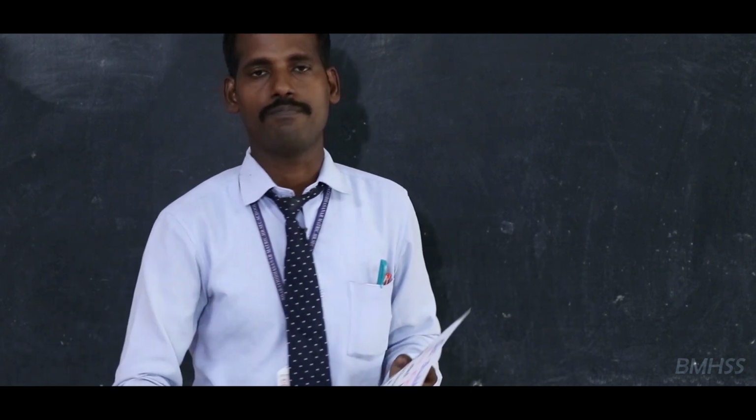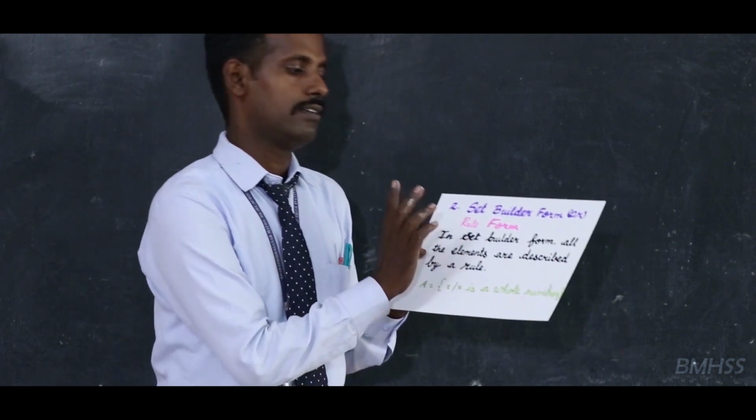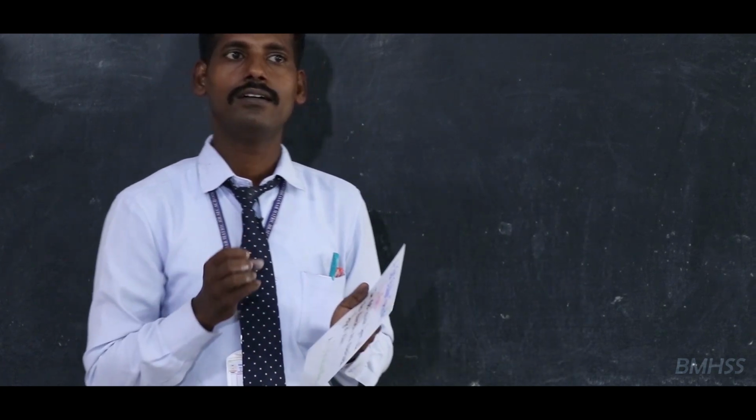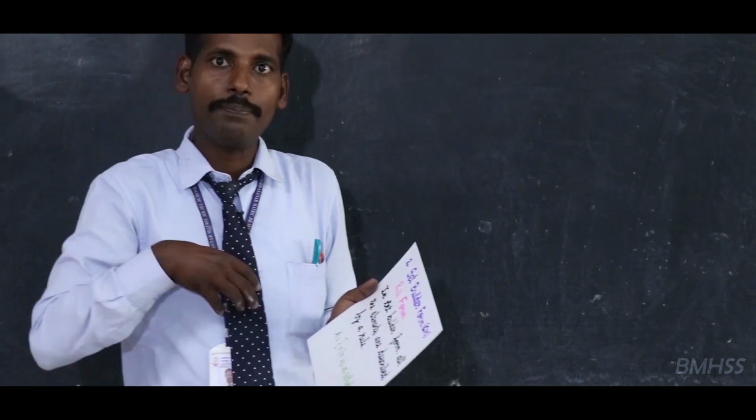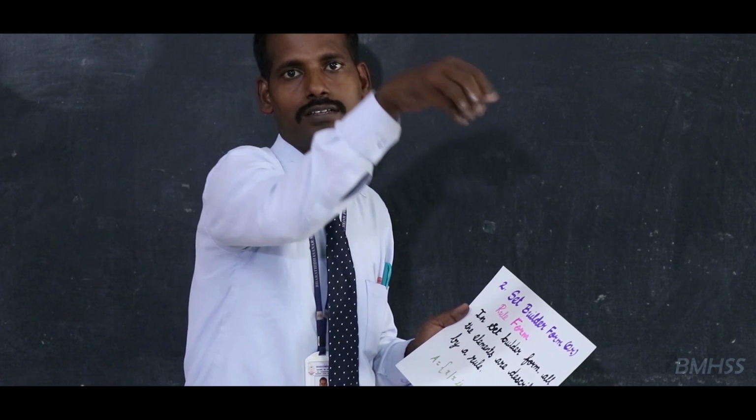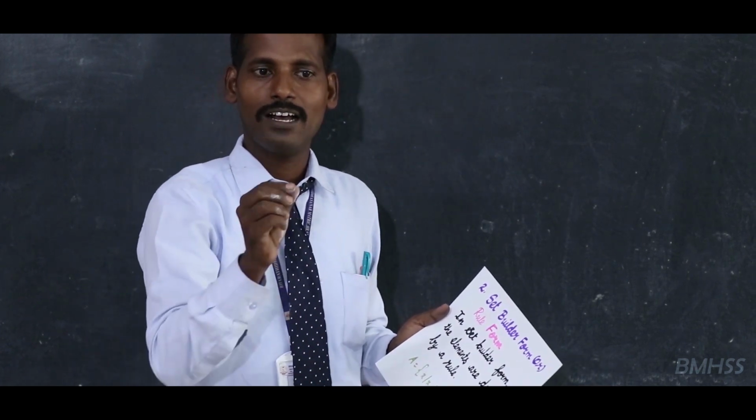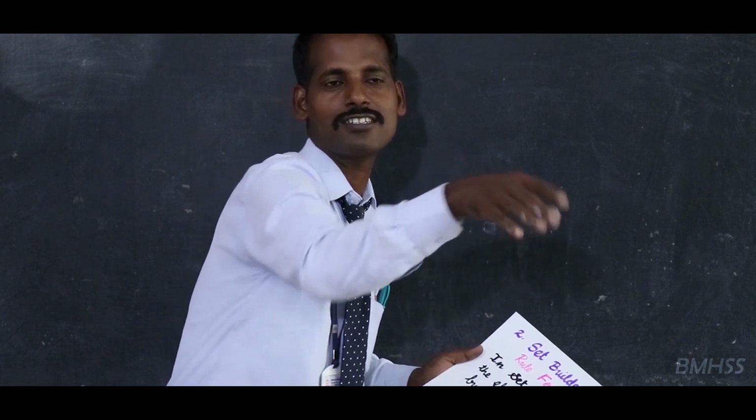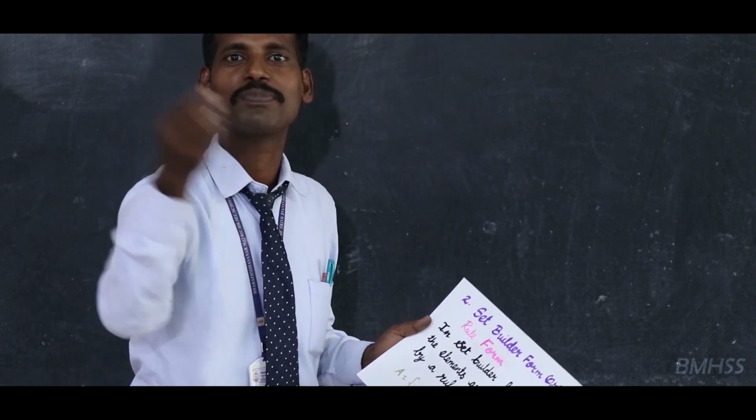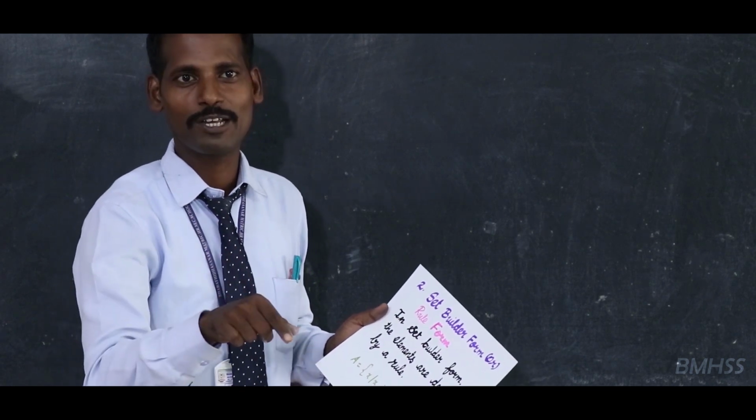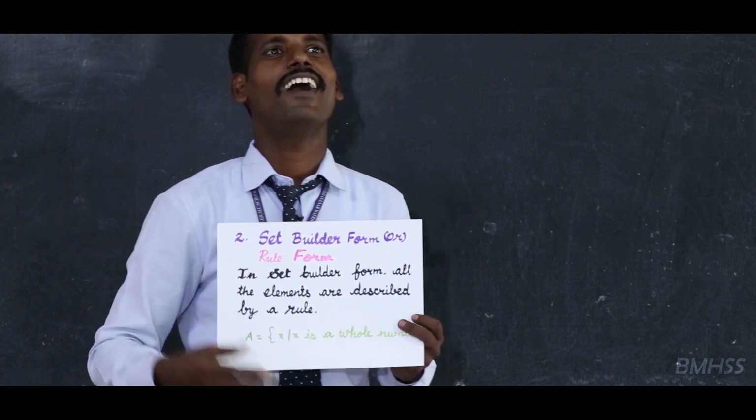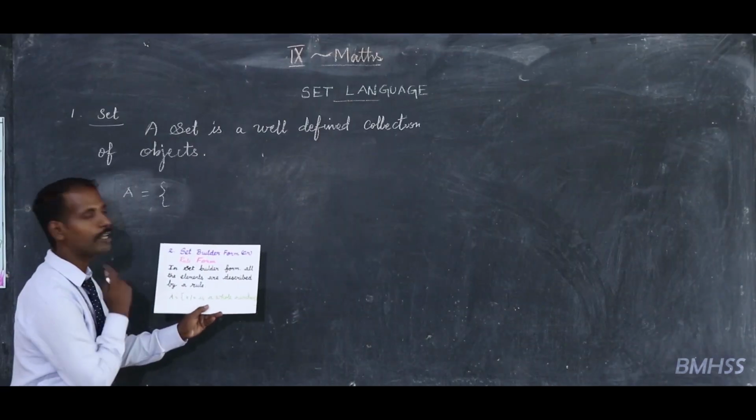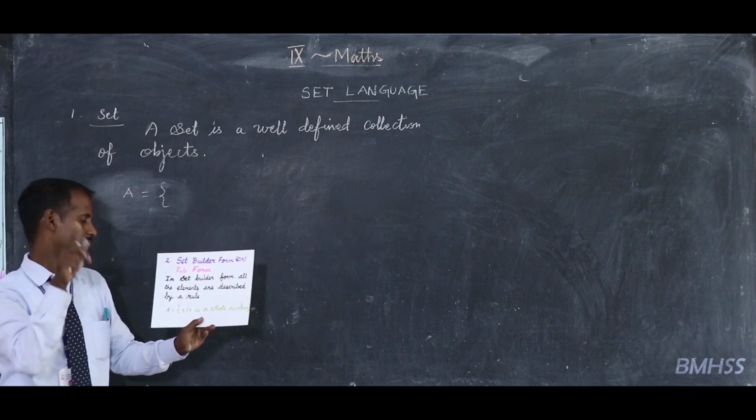Next, set builder form. What is set builder form? In set builder form, all the elements are described by a rule. What is a rule? Here I am Ayyappan, Ayyappan is a maths teacher. It is described in words. You are also one student, Sudesi. Sudesi is described in words, but your rule: Sudesi is cameraman. It is also set builder form. Next example, the set of all even prime numbers. Here 2 is an even prime number. In set builder form, all the elements are described by a rule.